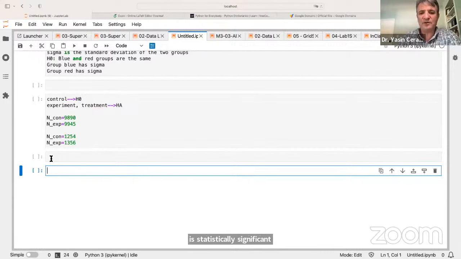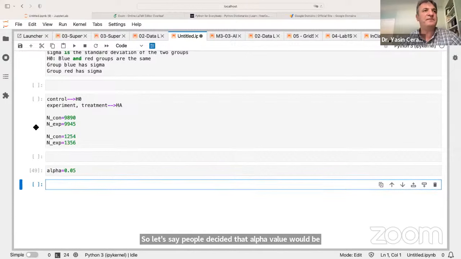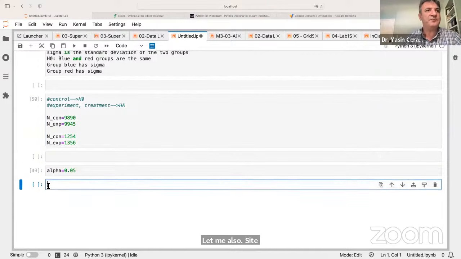All right. So somebody decided on the alpha value before us, right? So what was the alpha value? Let's say people decided that the alpha value would be 0.05. Let me also silence this and then run this so that I have the values entered.